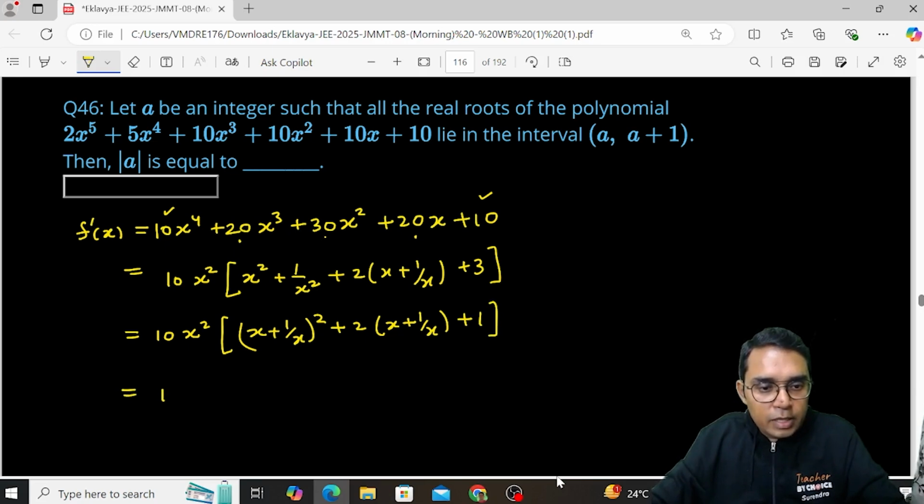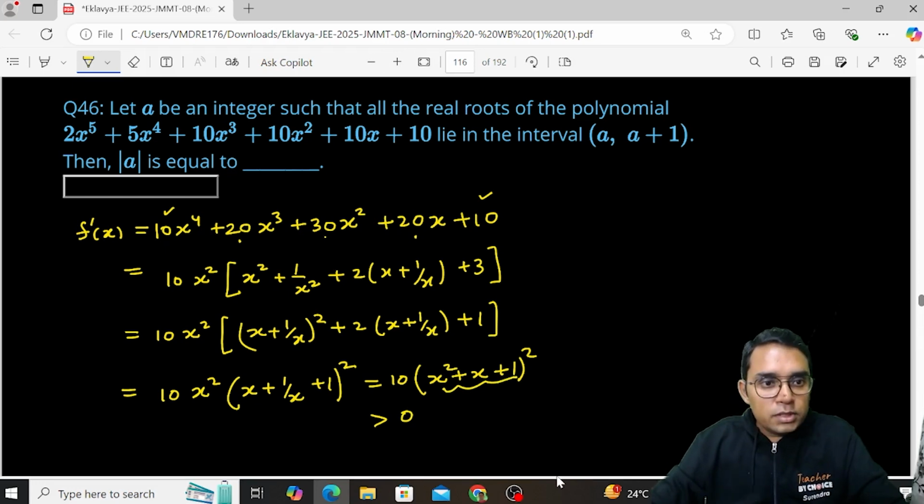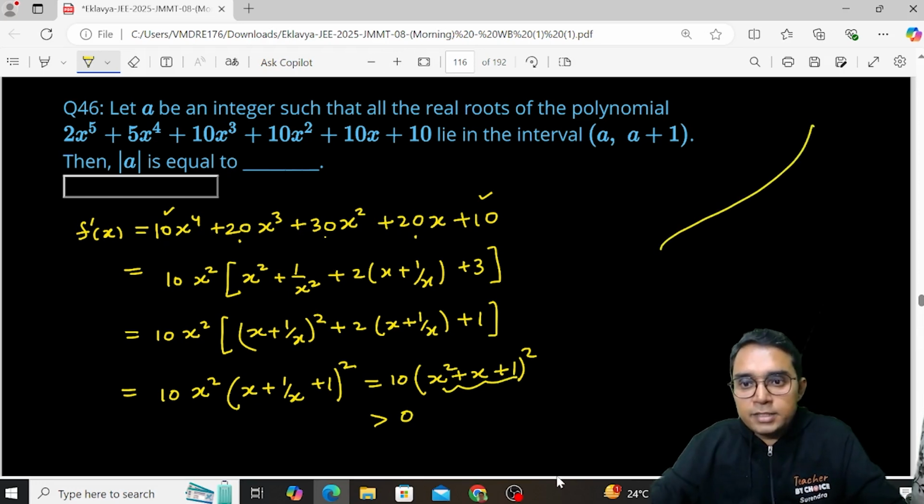Now you can see it is becoming 10 times x square into x plus 1 upon x plus 1 whole square. In fact, that is the whole square of 10 times x square plus x plus 1 whole square. But we may not observe this thing directly from here. This was a logical way of doing the same thing. So we can see this f dash is always positive. In fact, this x square plus x plus 1 is also a positive expression. This is a quadratic whose b is negative, so this is always positive. So this 5 degree polynomial will be strictly increasing like this.